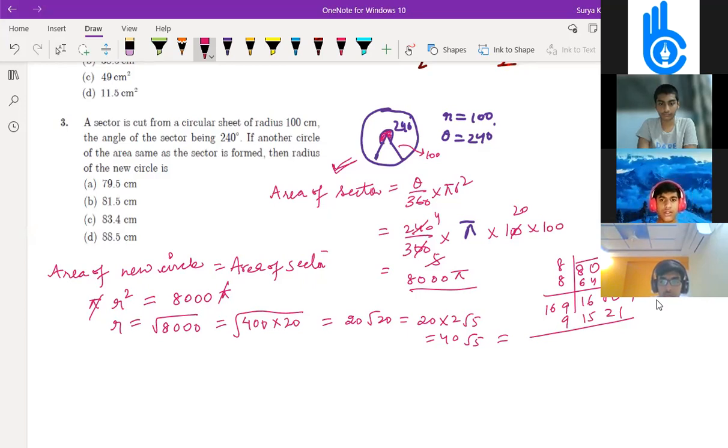Yeah, you made some mistake, I think. Okay, let me check once. 6 4s are 24, 6 5s are 30. This is clear, and 520 only will come. So 4 2s are 8, 8,000 only will come here. 8,000 pi, correct? Yes. And pi r square is equal to 8,000 pi. What is the problem here then?